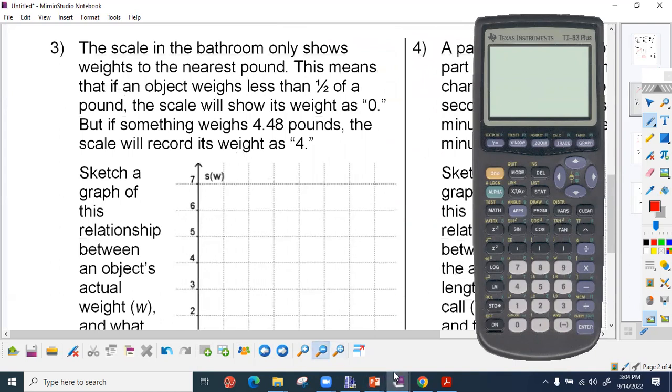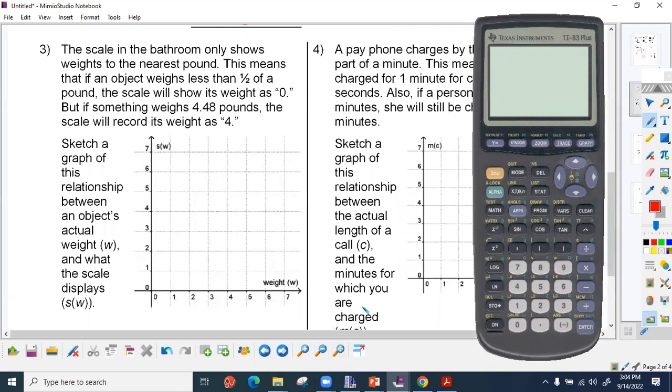All right. Here we go. We're gonna talk about word problems. With the word problem, we're gonna sketch and describe what's happening here. It said the scale in the bathroom only shows weights to the nearest pound. This means that if an object weighs less than 1/2 of a pound, the scale will show it as 0. But if something weighs 4.48 pounds, the scale will record it as 4. Okay. So sketch a graph. So we know that you're going to get 0 if you are less than 1/2 a pound. So it's 0 here up until 1/2 a pound.